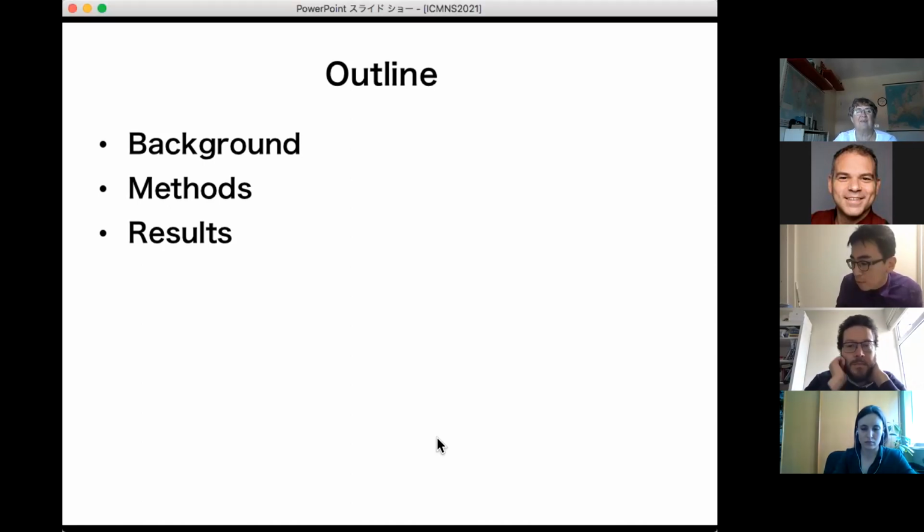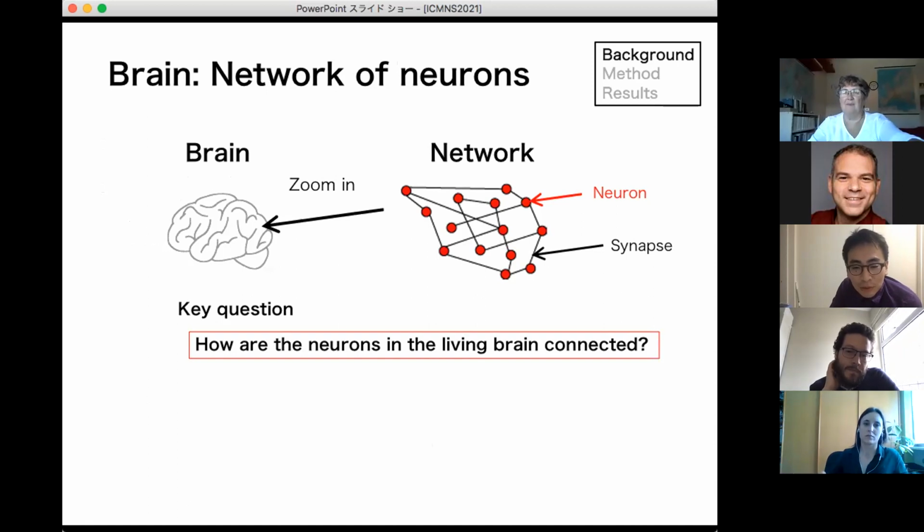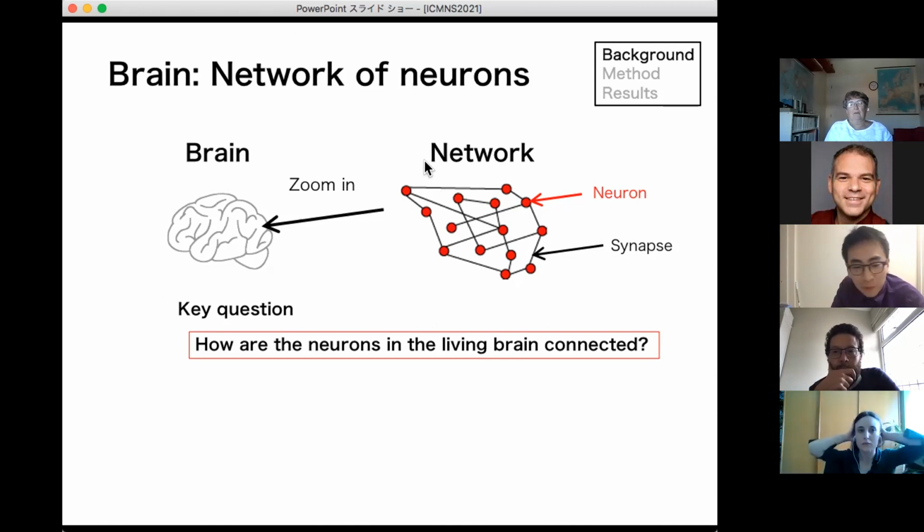Okay, so let's go. As you know, our brain is a network of neurons. That is, the brain consists of a huge number of neurons, and the neurons interact via synapses. And here we focus on an important research question: how these neurons are connected and how they are interacting during information processing. Before going to the question, we summarize the key players, neurons and synapses.